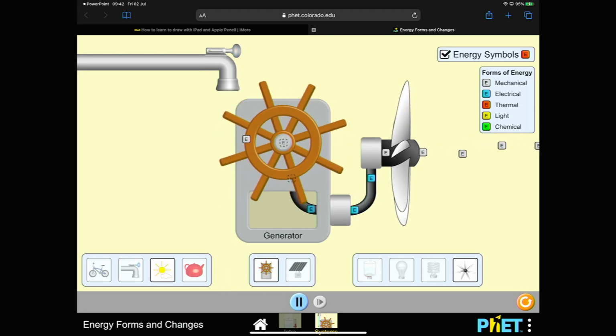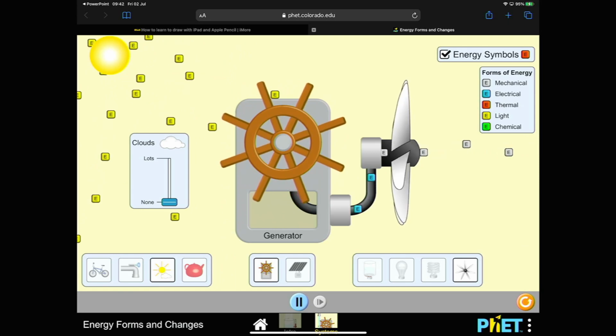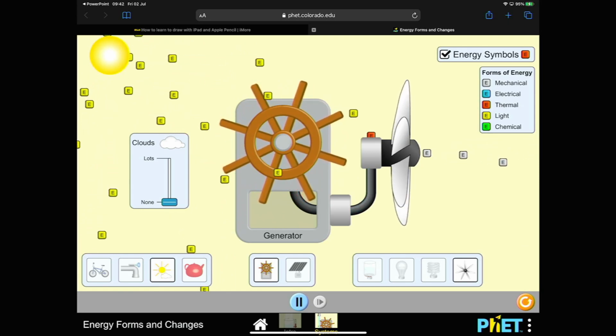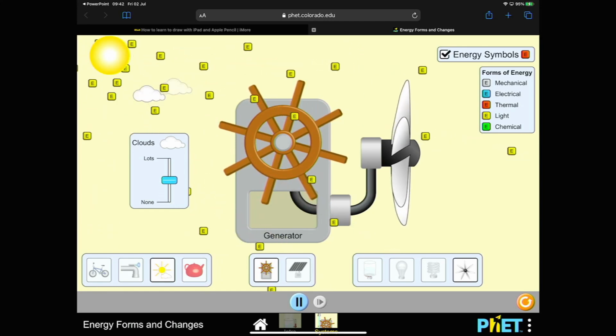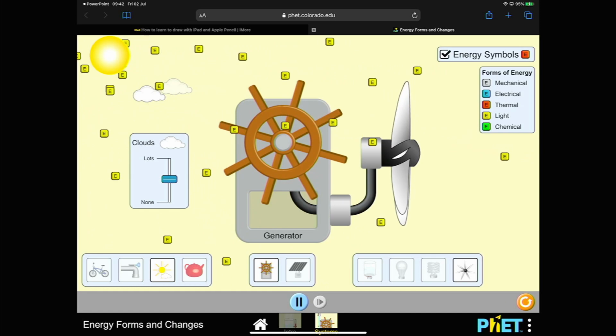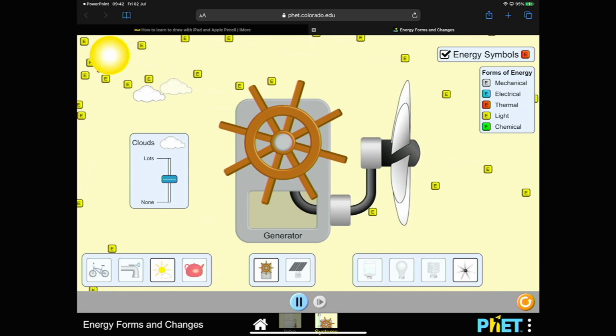Let's change the water to the sun, and you can see it's yellow, so it's light energy, and it's released on this wheel, and as soon as there's enough, we can actually have the fan turning. And it's all over the show because we know it's radiated.